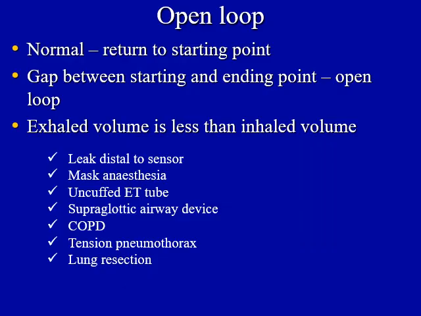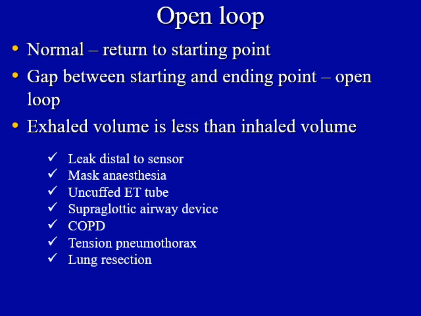So what is this open loop? Normally, wherever the loop starts, it has to end at that point. The inspiration starts at a point and goes up, and then the expiration comes and joins at the same point. So this is the normal pressure volume loop. Whenever there is a gap between the starting and the ending point, it is called an open loop. What are the causes for an open loop? As I showed in the previous slide, a cause is a leak in the circuit. That means there is some amount of volume loss.